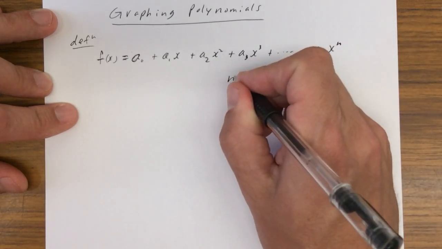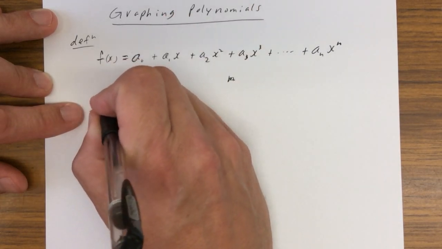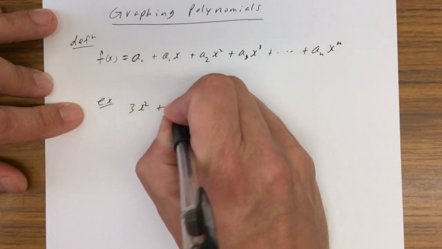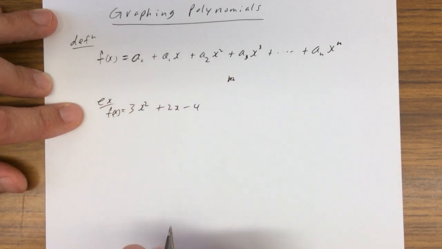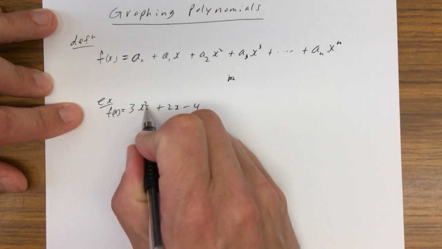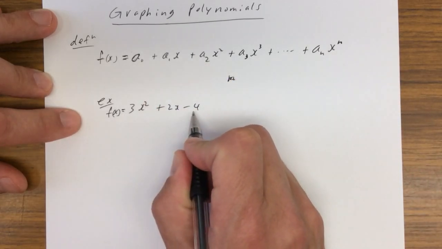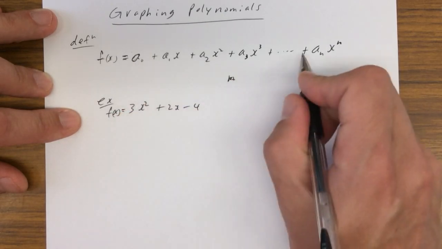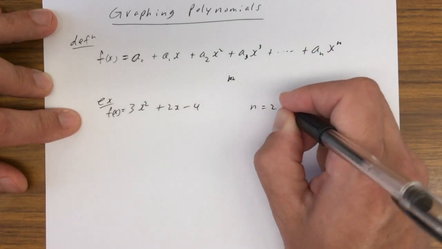If we want to look at an example of something like this, let's look at how about 3x squared plus 2x minus 4. Let's call that f of x. You can see that n in this case is 2. See how we go in the opposite order when we're writing an actual one? So in this case, n equals 2.